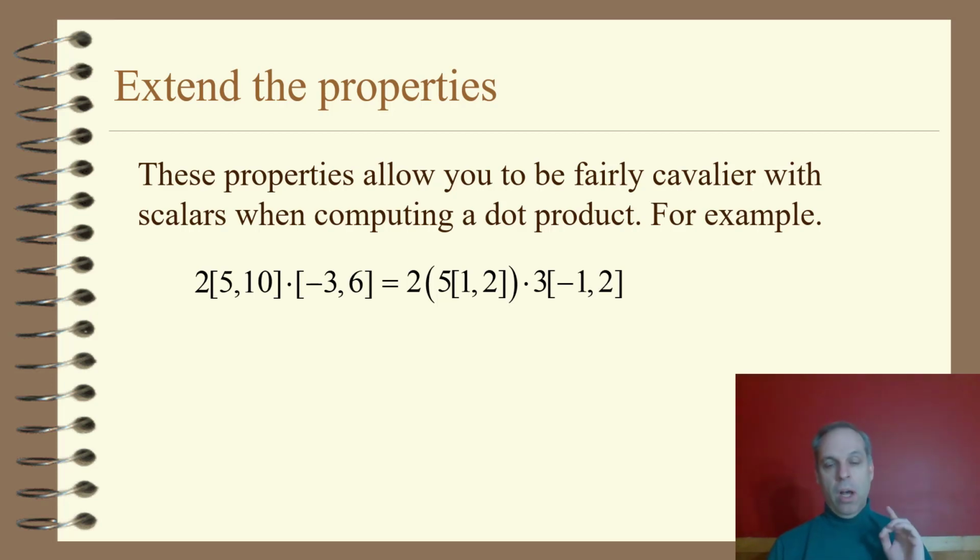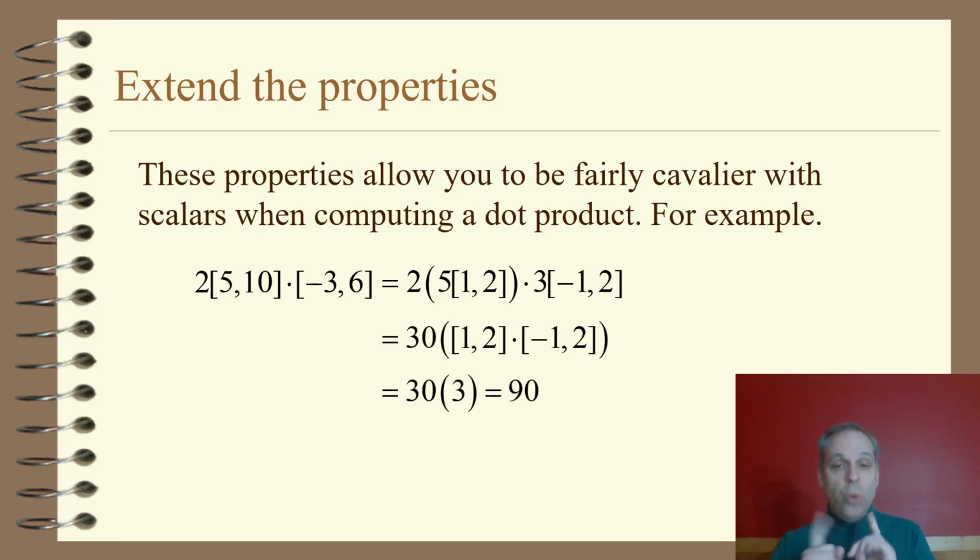But then, because of scalars and how they work with vectors, you can reassociate these. So the 2 times 5 is just 10, and the 3 is 30. Because of the properties I just showed you, you're allowed to take all those scalars and just take their product and put them out front. The benefit of doing this is now you're taking a dot product with much simpler vectors, 1, 2, and -1, 2. That dot product is 3. So the dot product of the original two vectors is just 30 times 3, that's 90.